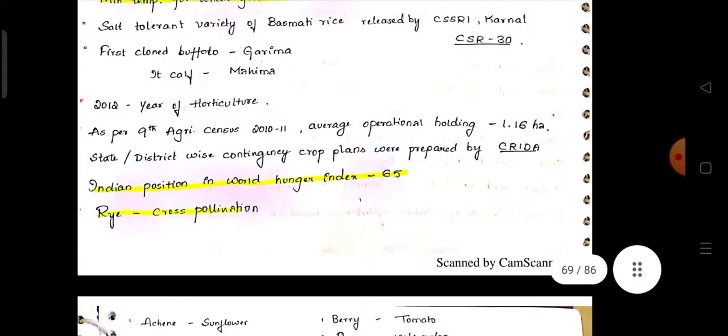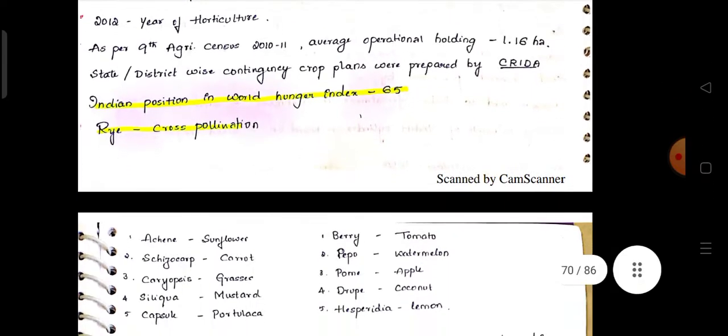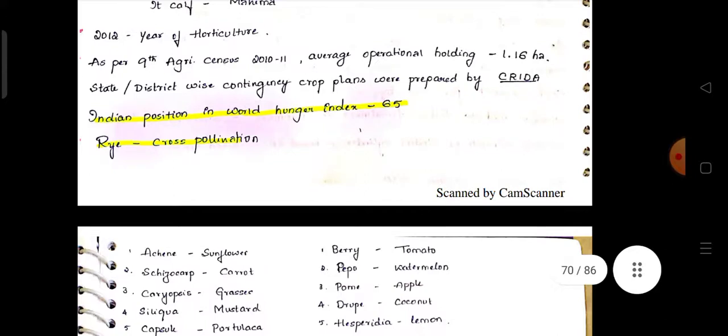2012 is declared as the year of horticulture. As per 9th Agri Census in 2010-11, average operational holding is 1.16 hectare. These are all outdated information. We won't cover this. Rye is a cross pollinated crop.